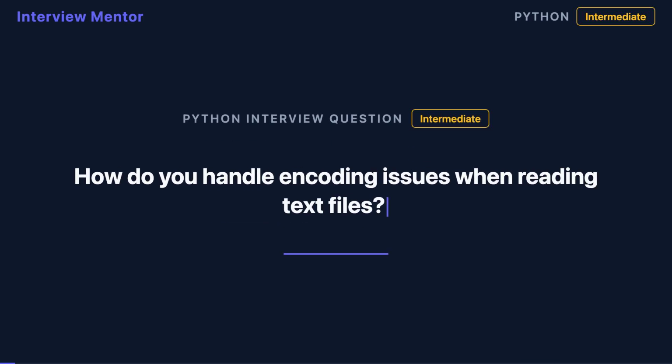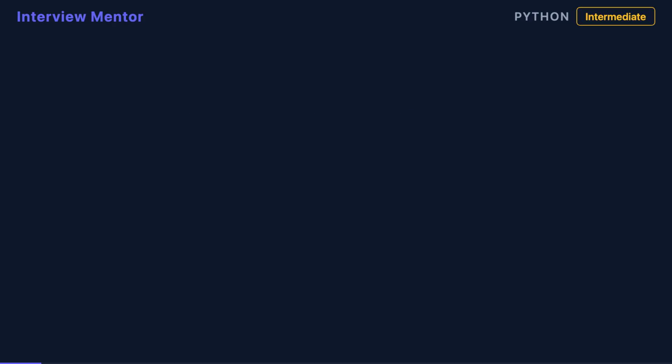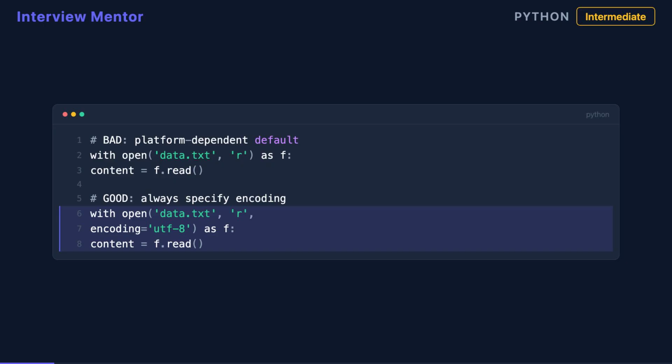UnicodeDecodeError. 3 syllables that have crashed countless Python scripts. Here is how to handle it. When you open a text file in Python, the default encoding depends on your operating system. UTF-8 on Mac, but CP1252 on Windows. Never rely on that default. Always pass the encoding parameter explicitly.